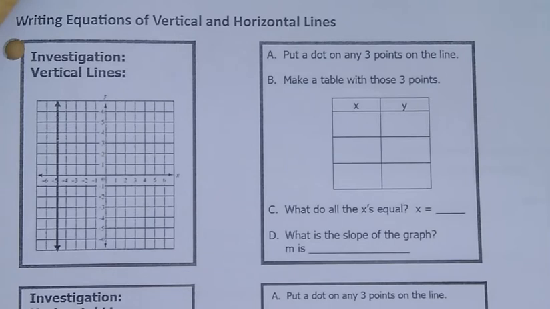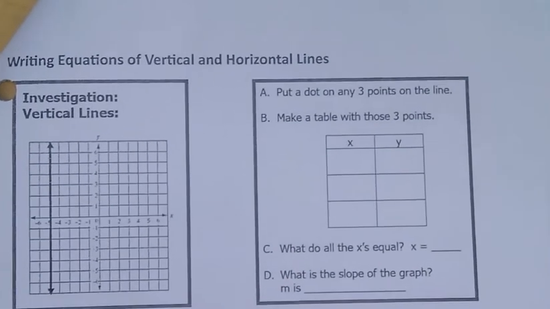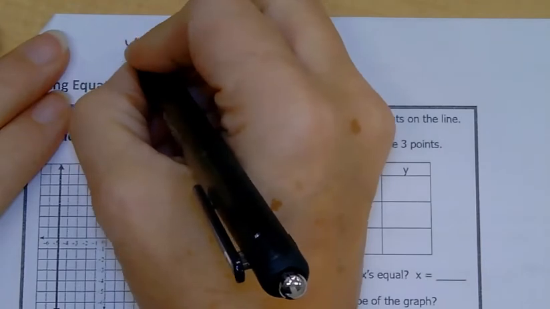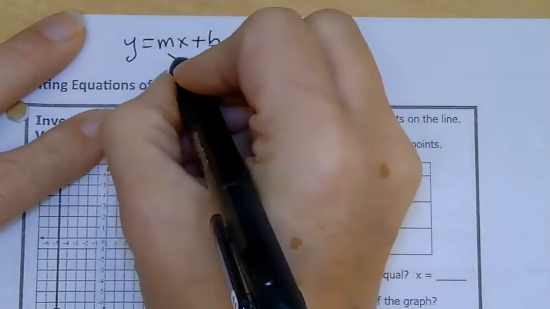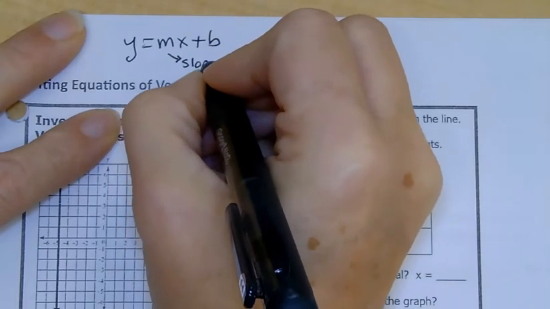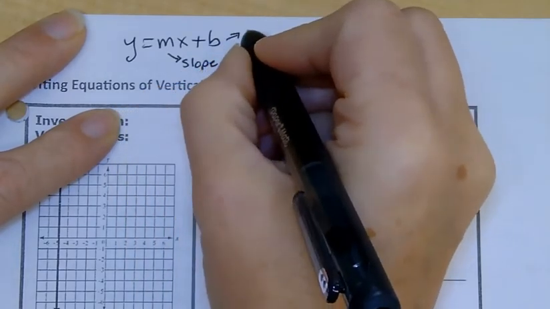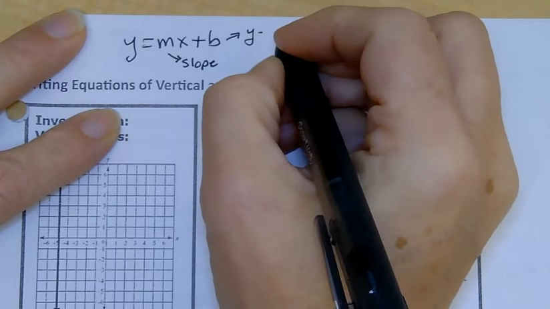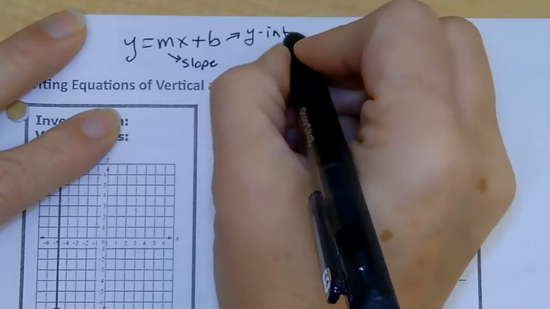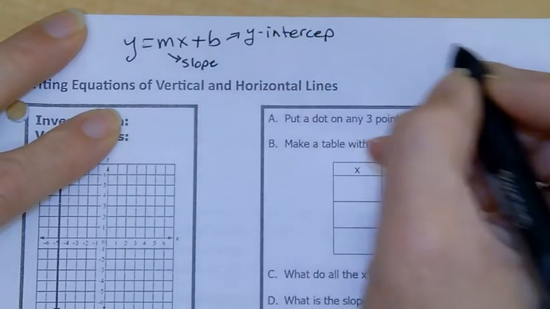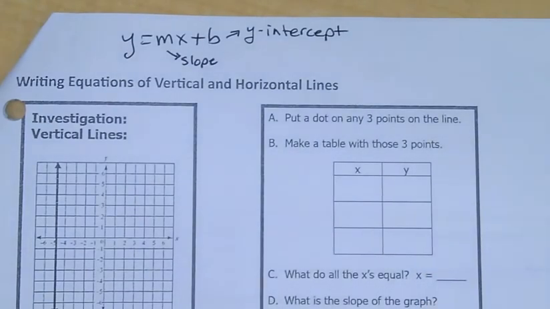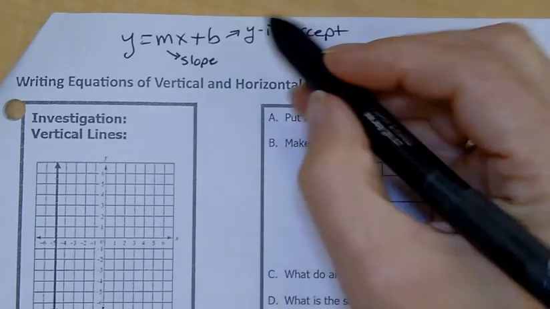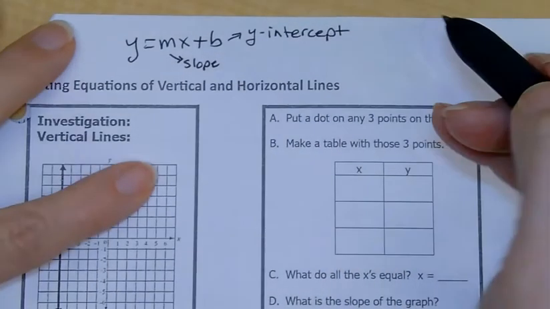We know how to write equations of lines in general because we know that the equation of a line is y equals mx plus b, where m is the slope and b is the y-intercept, or the value at which you cross the y-axis. When we have a vertical line or a horizontal line, we're going to keep in mind that the rules change just a little bit, right?